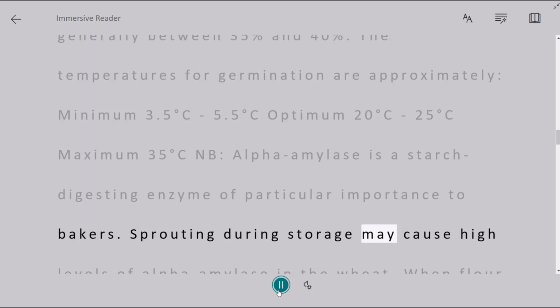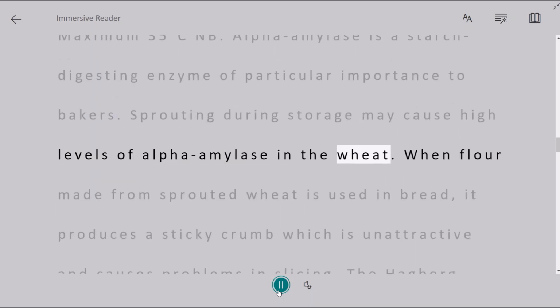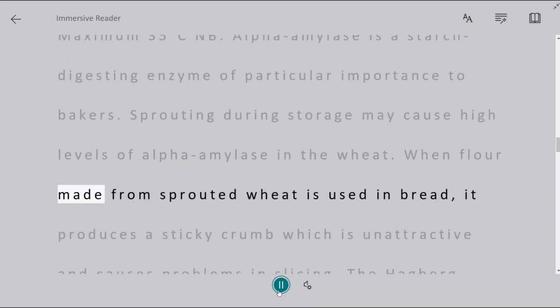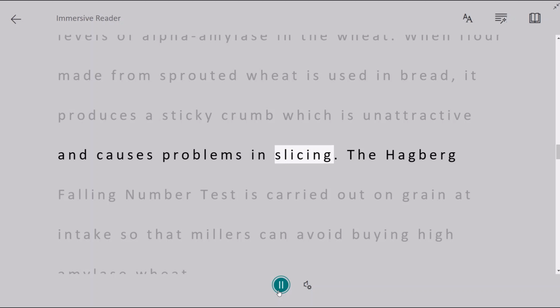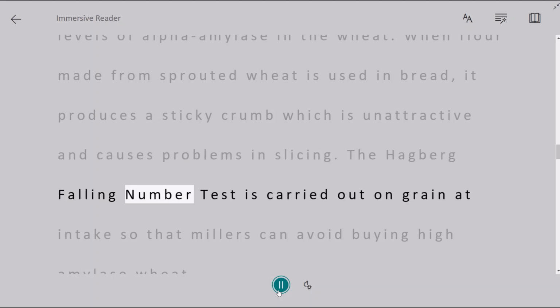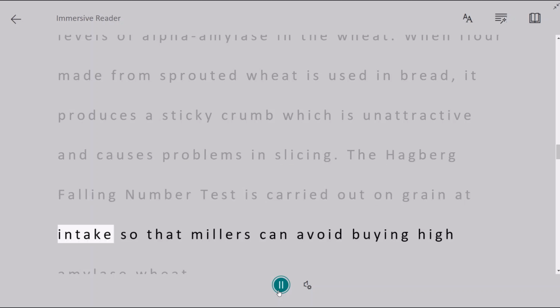Sprouting during storage may cause high levels of alpha amylase in the wheat. When flour made from sprouted wheat is used in bread, it produces a sticky crumb which is unattractive and causes problems in slicing. The Hagberg falling number test is carried out on grain at intake so that millers can avoid buying high amylase wheat.